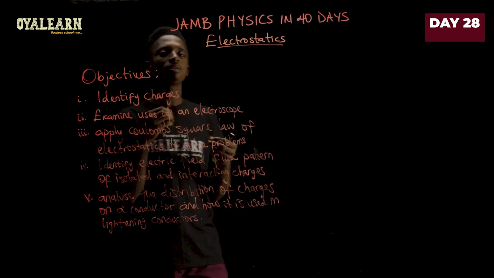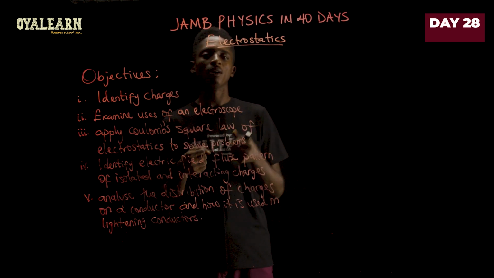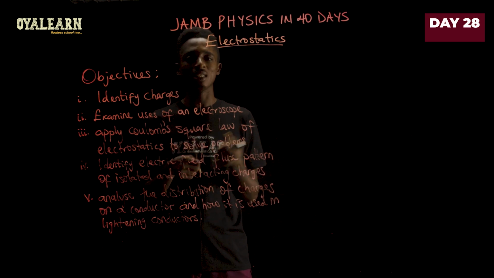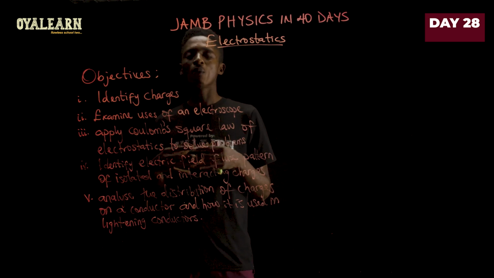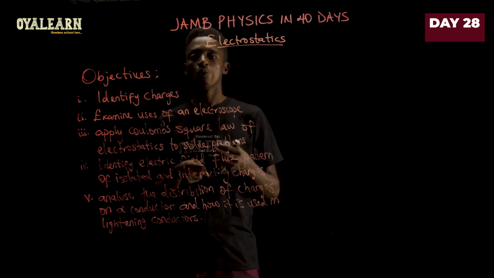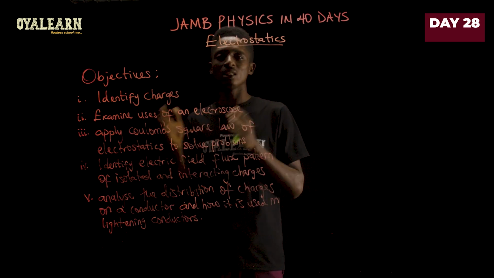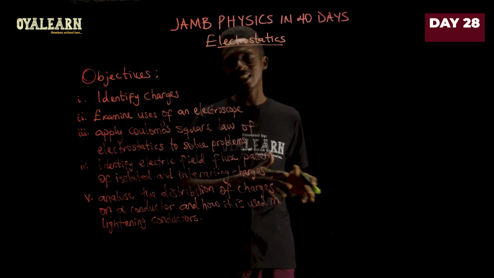Now, to be able to create positive charge, when you rub glass with silk, you produce positive charge. Then when you rub ebonite with fur or hair, you create the negative charge. Those are the two ways you can create positive charge and negative charge.